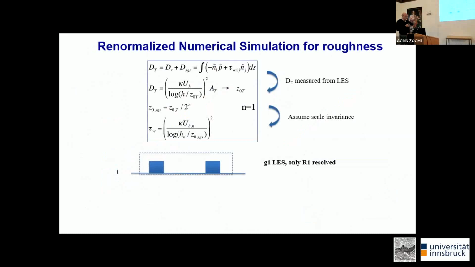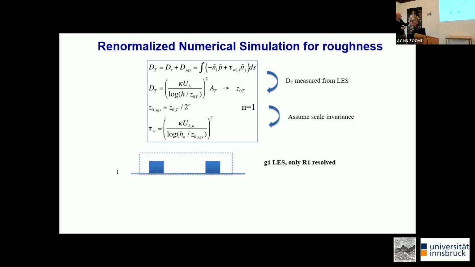So now the idea again is to apply this renormalized numerical simulation. So again, the idea is that I have a resolved part of the drag and the subgrid part of the drag. So the subgrid part is our general parameterization in terms of the roughness length. So I measure the total drag, and I find a Z0 from the total. And then I take that Z0 from the total, and since from one generation to another I have to divide by 2, I just set the subgrid part as 1/2 of the total, and then I redo it.